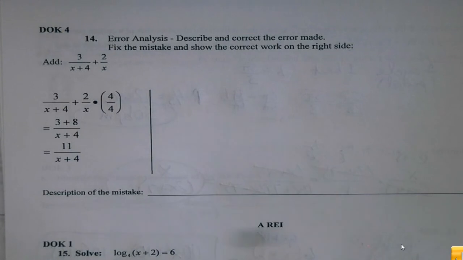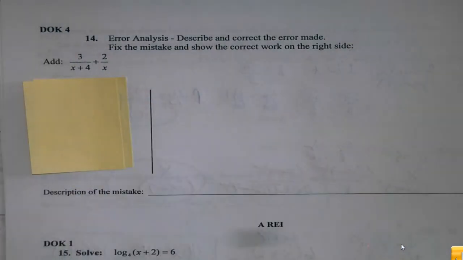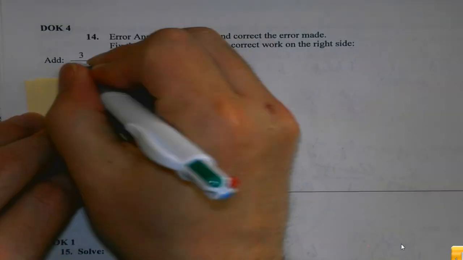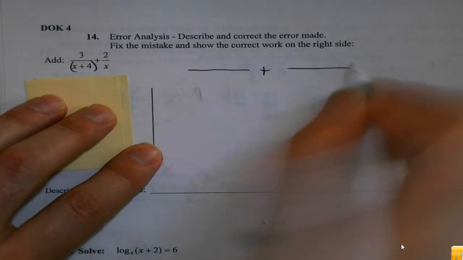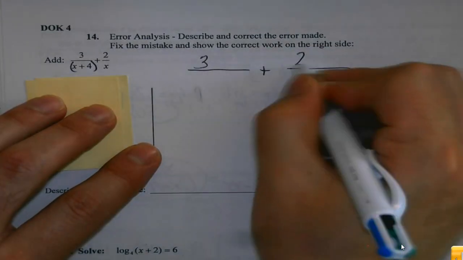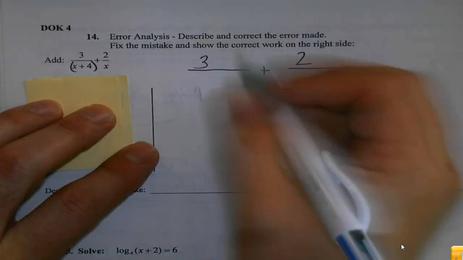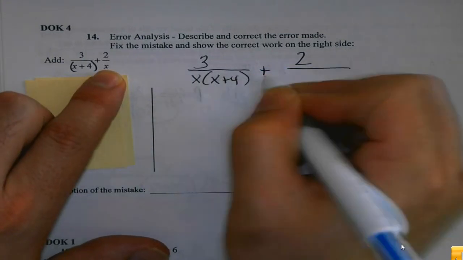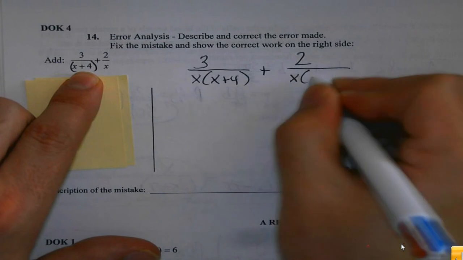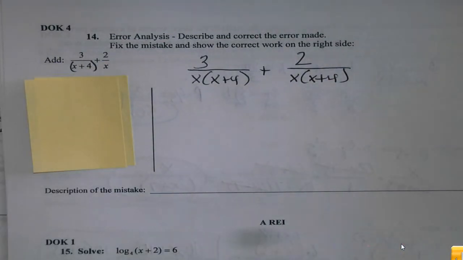Okay, more error analysis. Describe and correct and fix it. Again, I don't care what the person did here. When it says I've got to fix it anyway, I might as well just do it. So here's my question, though. What's my LCD? X plus 4. Because the X is a singleton. That's why I put parentheses whenever I see plus or minus, so I don't think it's just X plus 4 because I already see an X.